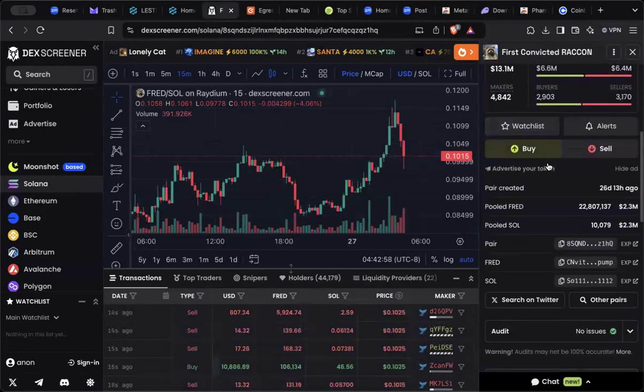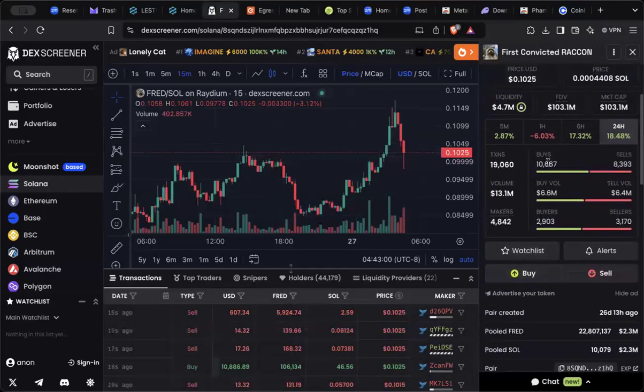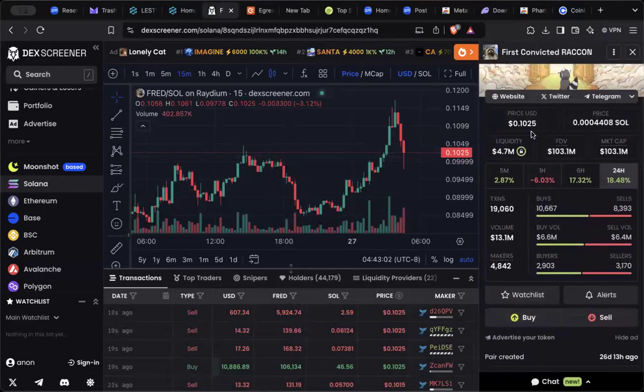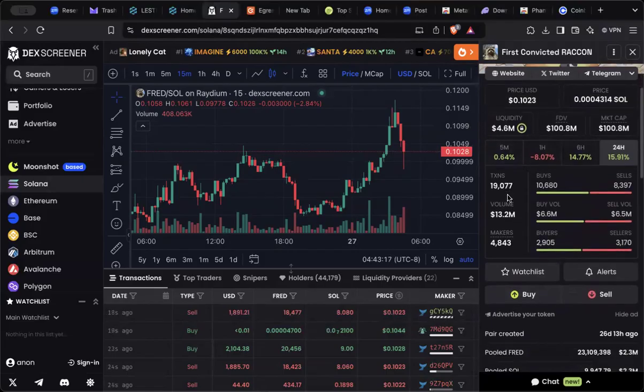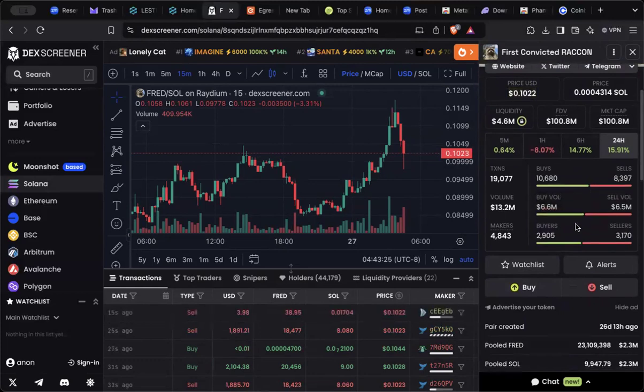Now, if you scroll down and you see these things, this is the price of it. This is liquidity. This is the market cap. So this is the money that's coming in. This is the value of it right now. Then if you scroll down, look at other information, transactions, people buying and people selling. So more people are buying than selling, which is also a good thing.